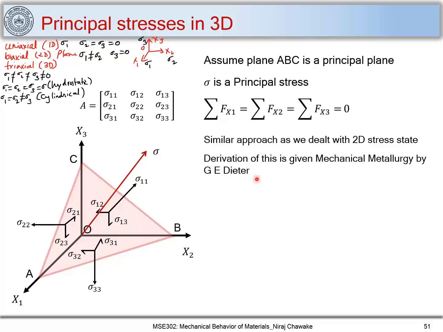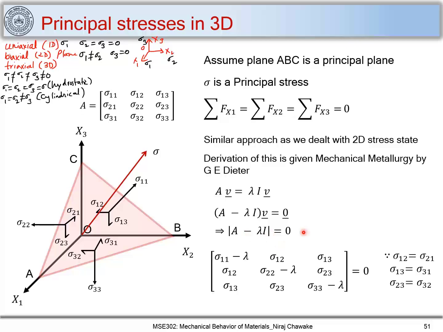We will take an alternative approach to find the principal stresses, which we also saw when we studied the 2D stress state: finding eigenvalues and eigenvectors. We wrote this matrix equation, and to satisfy this condition, either the vector must be 0 or the other factor must be 0. The vector cannot be 0 because we get real values of principal stresses. So the only choice left is that the determinant of A minus lambda I must be equal to 0. Let me write it down.